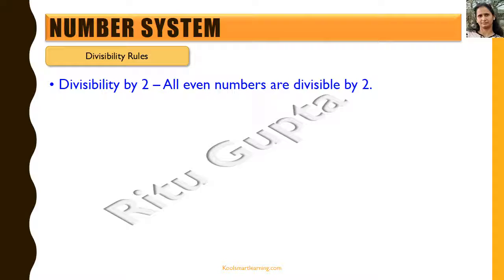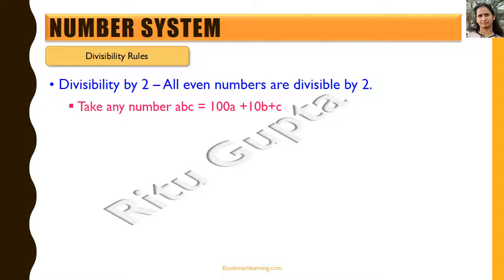Now if we want to check the divisibility by 2, we know that all the even numbers are always divisible by 2. So we'll just look at the number, whether it is even or odd, and decide whether it is divisible by 2 or not.